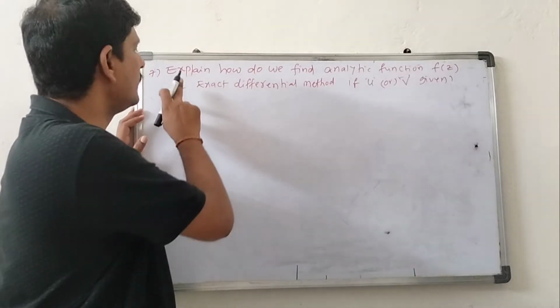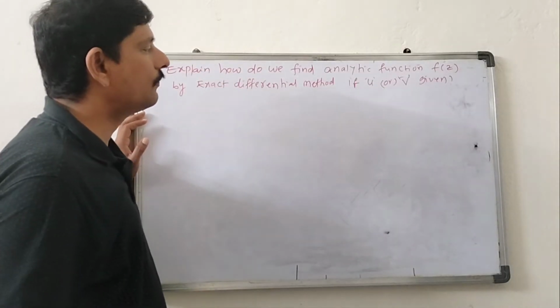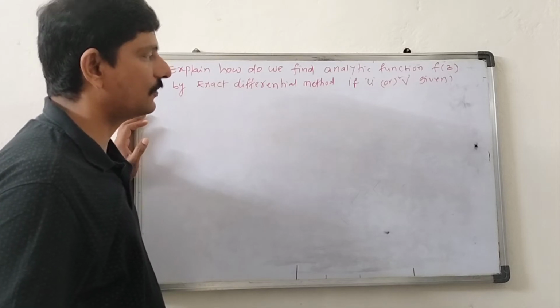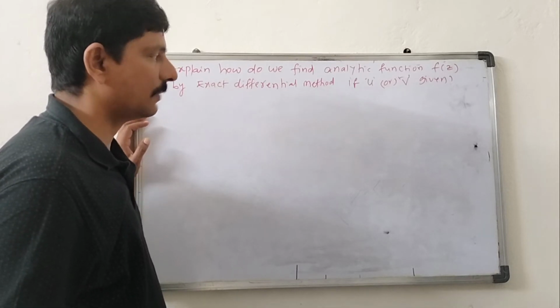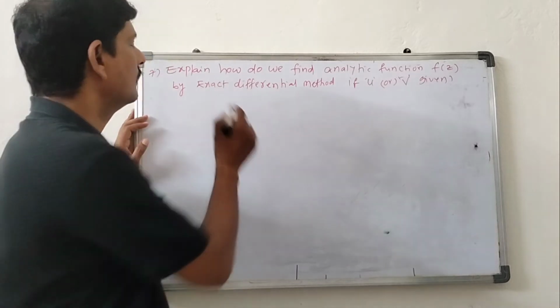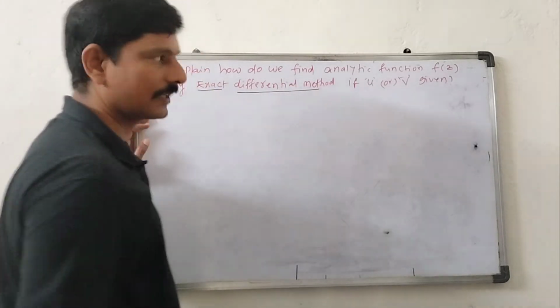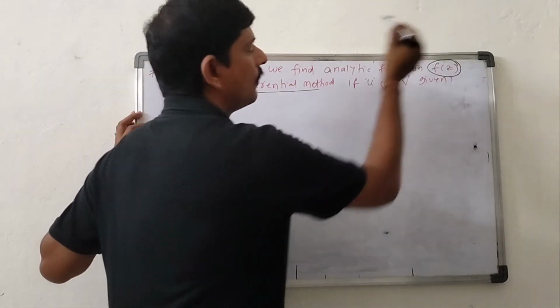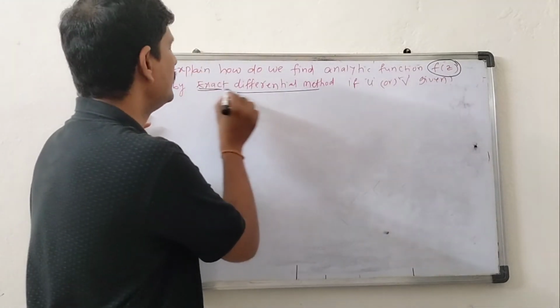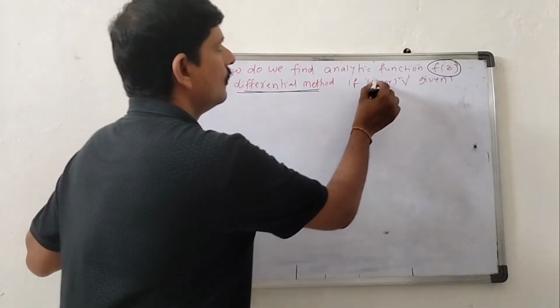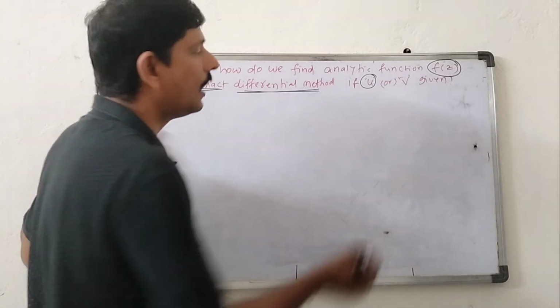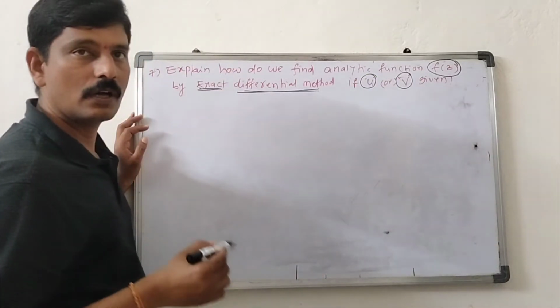Clear? Next question. Explain how we find an analytic function f of z by the exact differential method. There are two methods. The first method is the exact differential method. What is the question here? We have to find f of z by using the exact differential method. So what is given to us? u or v. It may be given u or v.